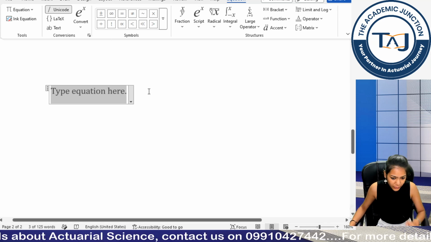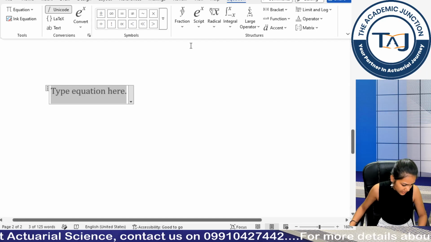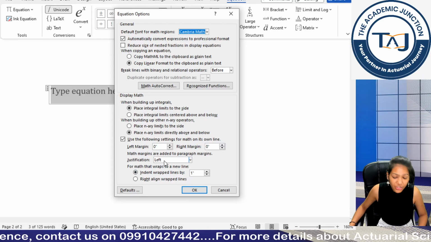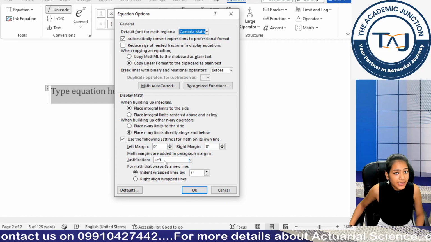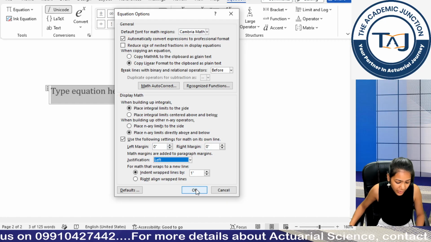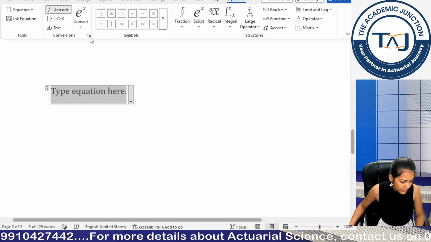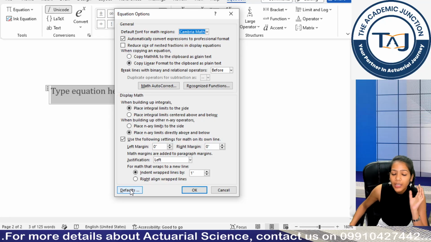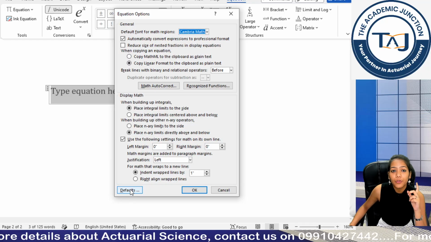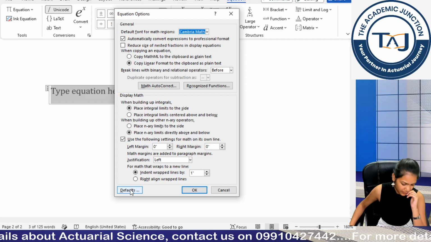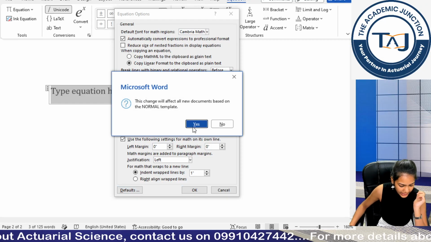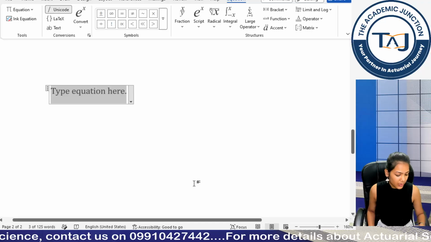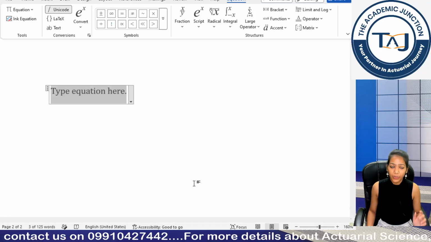So what you will do is go to this arrow. Then we have justification here. Yours might be set as center, so convert it to left. Click default first. Otherwise, if you only click OK, it will only remain for this document, but if you click default, it will remain throughout. So go for default, then yes, and then OK. Now whenever you hit Alt equal to, it will always come on the left side, and that's what we wanted.